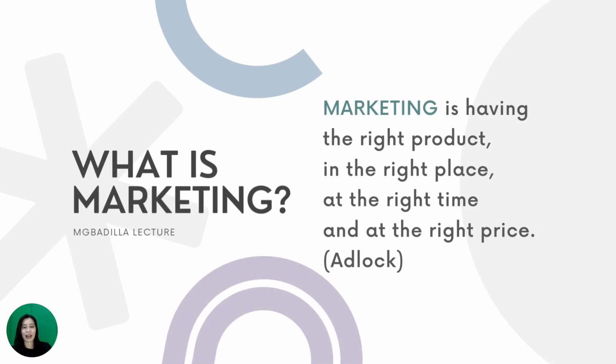Further, marketing is also having the right product at the right place, at the right time, and at the right price. So what we talk about here is the fact that the product has to be in the right distribution network and has to be sold at the right time. Imagine selling an umbrella, okay, during summer. Okay, there will be more sales when it's raining, okay, and at the right price.